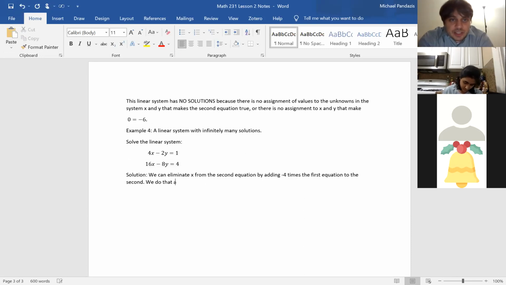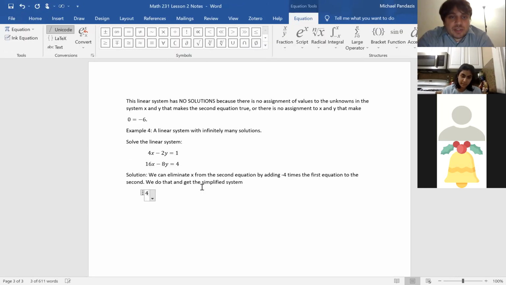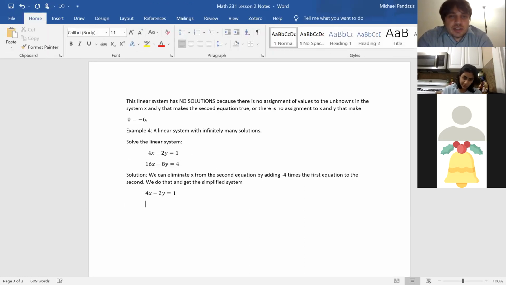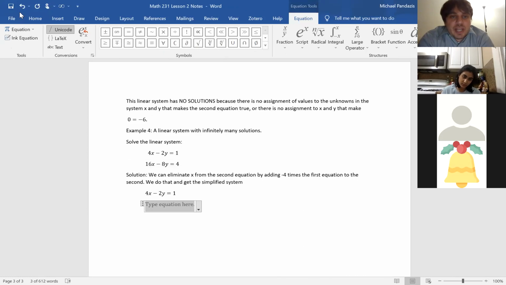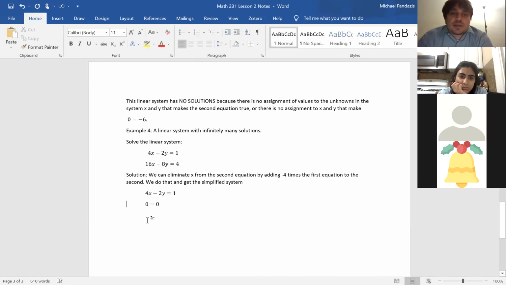Okay, so we do that and get the simplified system. The first equation stays the same, so the linear equation you're using in the operation doesn't get changed. Then you're taking -4 times that, and it goes in the second equation. The x's cancel: -16x plus 16x cancels. -4 times -2y is +8y, and then you add it to -8y and you get 0. So the left side becomes 0. And then -4 times 1 is -4, and -4 plus 4 is 0. So the second equation becomes 0 equals 0.